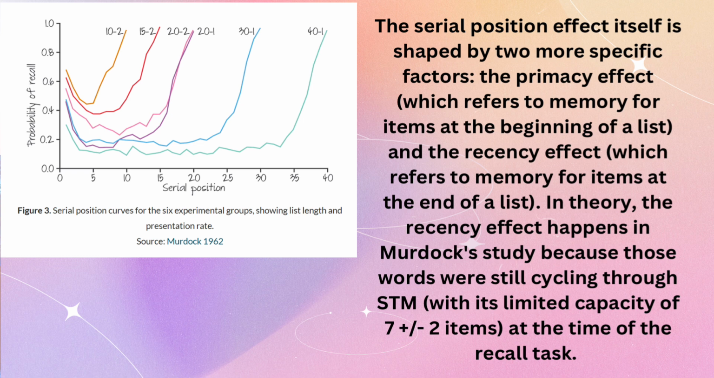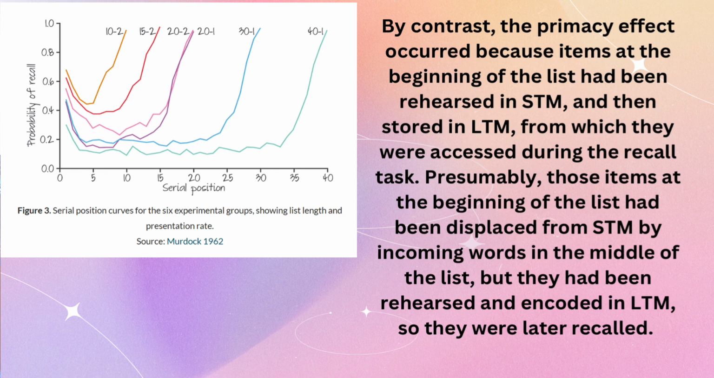We already discussed this initially. And by contrast, the primacy effect occurred because items at the beginning of the list had been rehearsed in short-term memory already, and then from short-term it went back to long-term memory. So because these words got enough time to move from your short-term to long-term, they were accessed from there during the recall task. So presumably those items at the beginning of the list had been displaced from short-term memory by incoming words in the middle of the list, but they had been rehearsed and encoded in LTM, so they were later recalled.